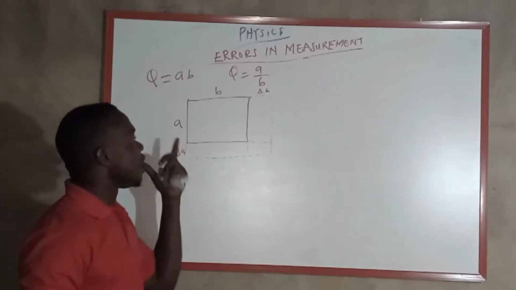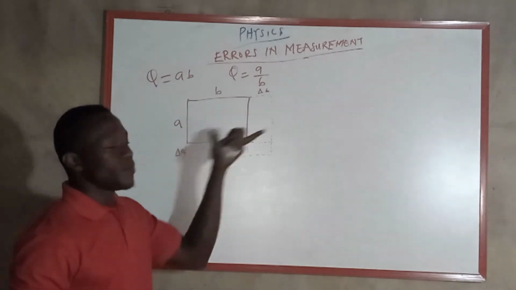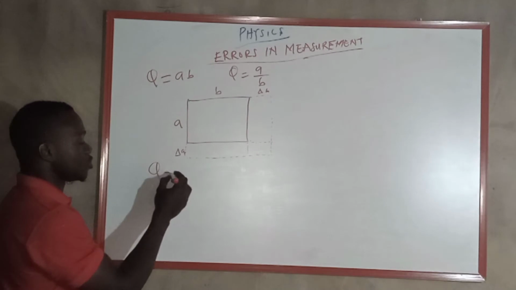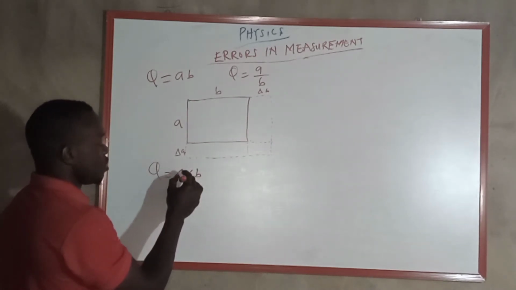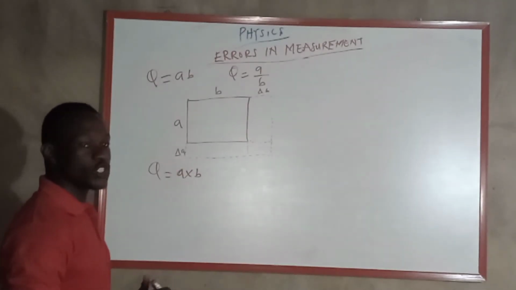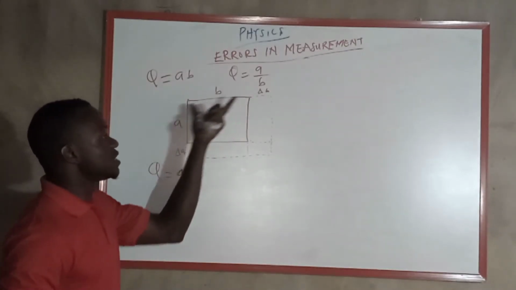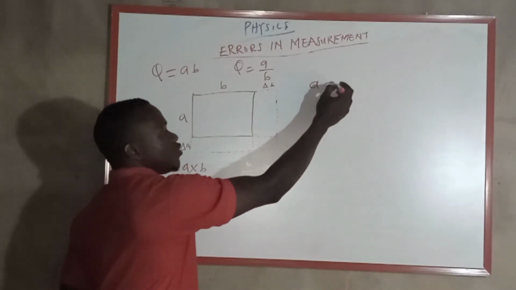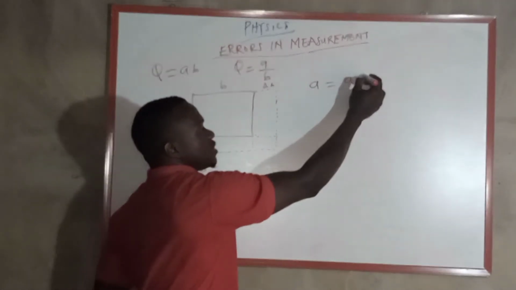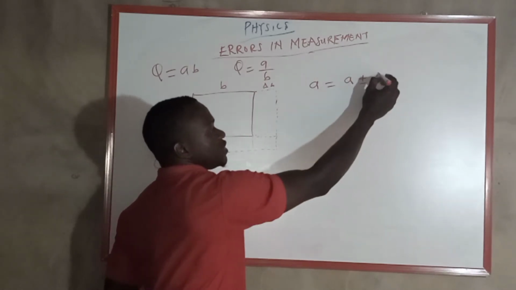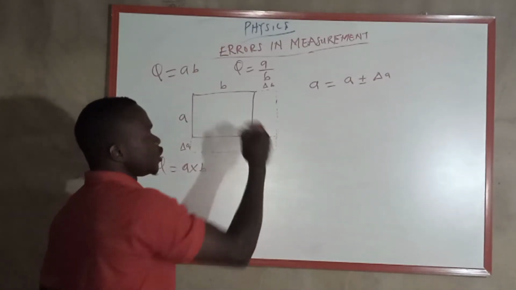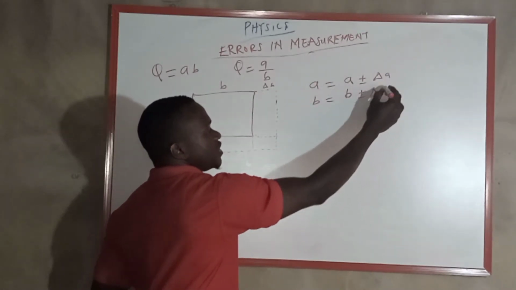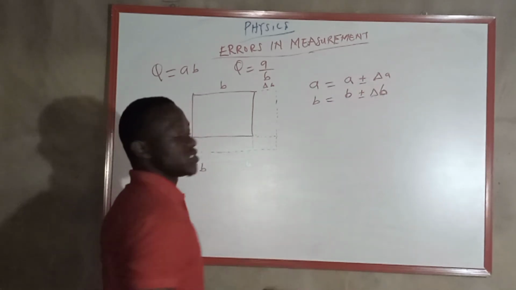So now let's consider the multiplication of this particular rectangle, which is the area. So let's say Q is equal to A times B, which is supposed to be our formula for this particular question. Now, if we are to add these our percentage errors in it, that means our A, which has the normal reading of A which you've taken, plus or minus the error, the change in A, which is our error. Also, you take a reading of B, which is the normal reading of B that you've taken, but there's an element of error in it, that's plus or minus the change in B.